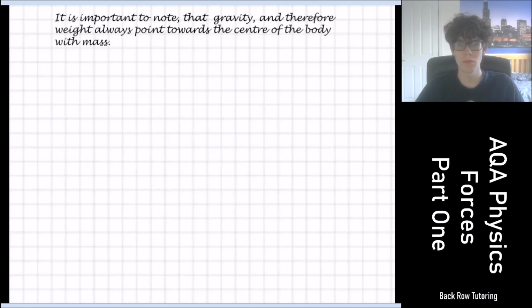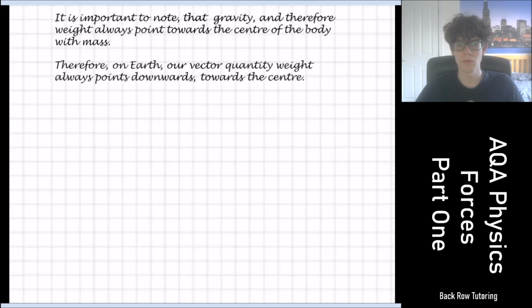It is important to note that gravity, and therefore weight, always points towards the centre of the body with mass. Therefore, on Earth, our vector quantity weight always points downwards towards the centre.